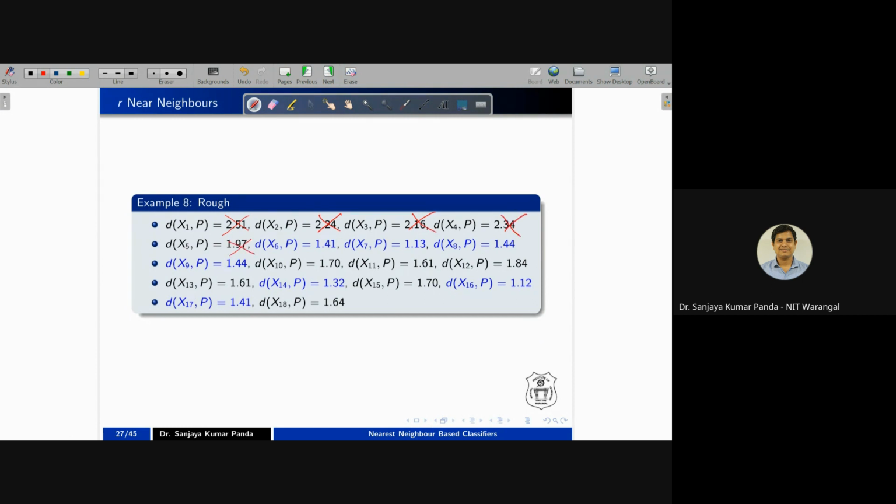So in these cases it is greater than 1.45, but in this case it is less than 1.45. So I am accepting this value, and discarding these values. This I am accepting because it is less than 1.45. This I am discarding, this I am accepting, this I am accepting, and this I am discarding.